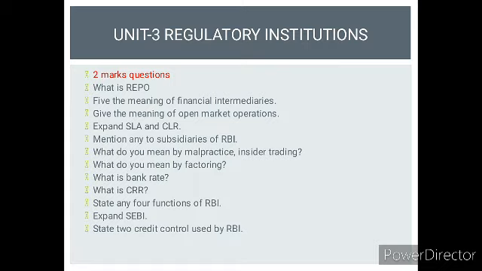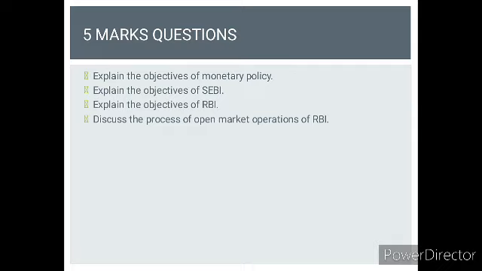So there are so many credit control methods. You can write any 2. Normally bank rate policy or open market or repo rate or reverse repo rate you can write. Next we have 5 marks. So when it comes to 5 marks, explain the objectives of monetary policy.